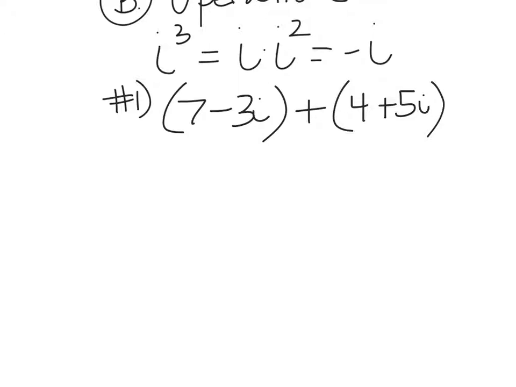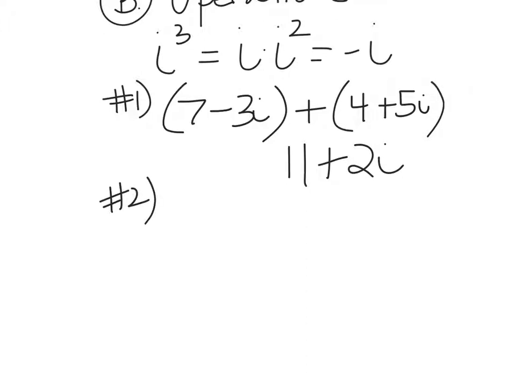We're going to add. Basically, we're just going to add the like terms, right? We're going to add the real parts together, add the imaginary parts together, and get a complex number. 7 and 4 make 11. Negative 3i plus 5i is 2i. And really, you don't even have to know what i is to do that. It looks like you're just adding like terms. Okay, so that was a nice little warm-up.